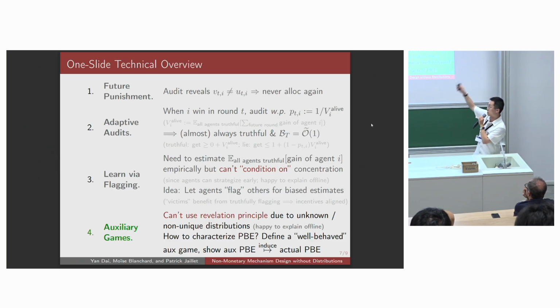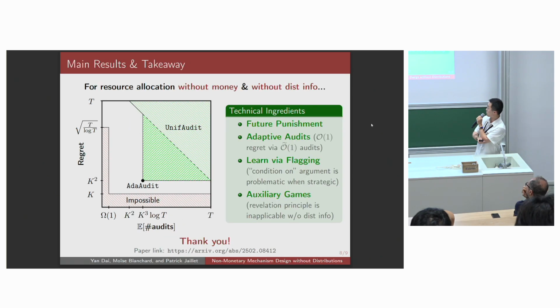Putting all this together gives our main results, as displayed on the left. And the right-hand side shows the technical ingredients in our paper. We show that for resource allocation, even without money and without prior distributional information, you can still gain some very good results based on some learning and some very careful planning.